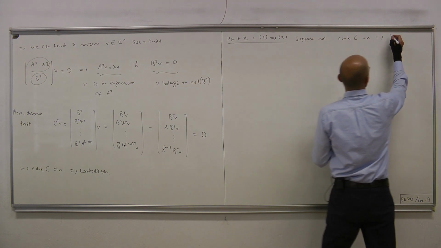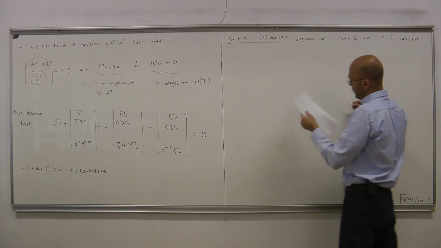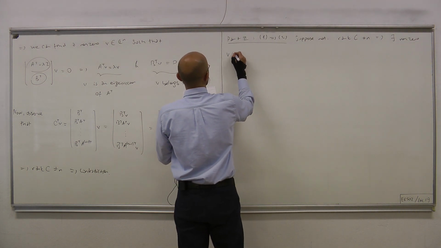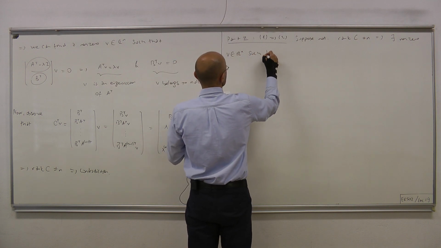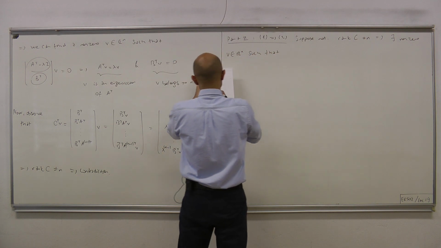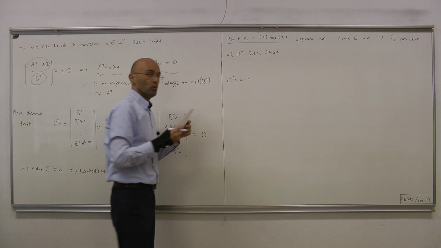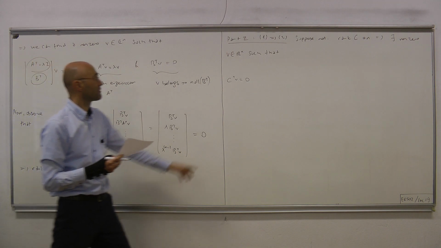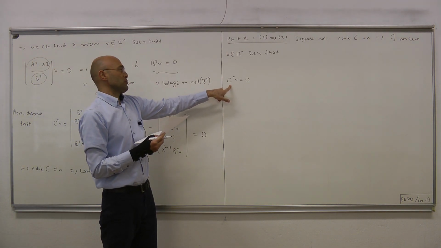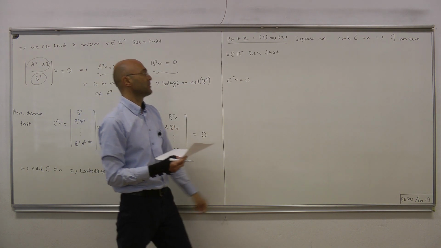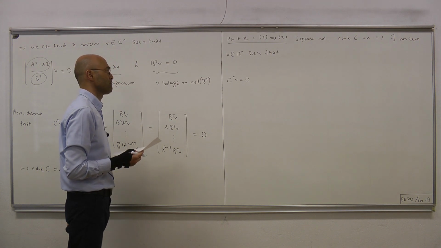So that implies, therefore, that there exists a non-zero vector V such that C transpose V equals 0. So this simply means that the columns of C transpose must be linearly dependent, which is equivalent to saying that the rank of C is not n.